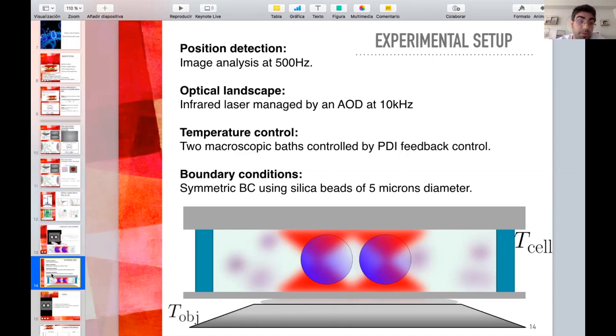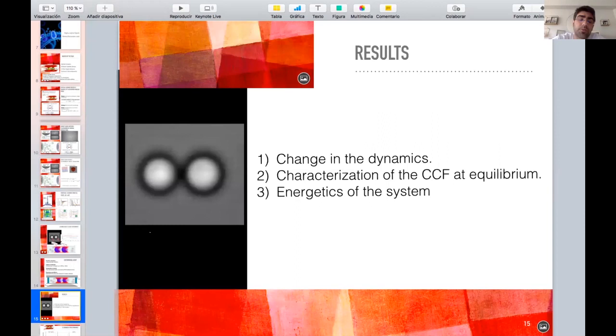So the results I divide in three. First, to analyze how the dynamics of the whole system is changing due to these forces as a function of our distance to the criticality. Then the characterization of this critical Casimir force at equilibrium, following the spirit of the previous state of the art. Finally, to analyze the energetics of the system, which is the energy that is transferred from one to the other, and if we can use it in order to obtain more information about critical Casimir forces.